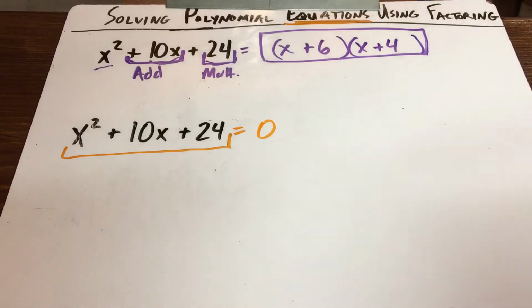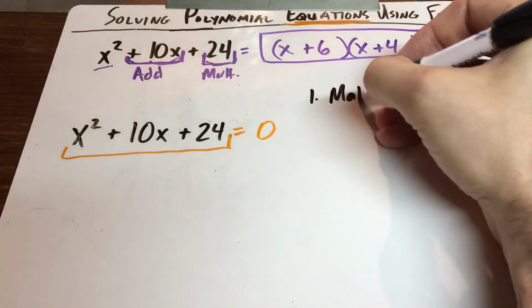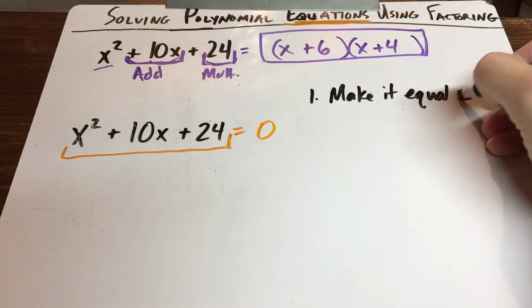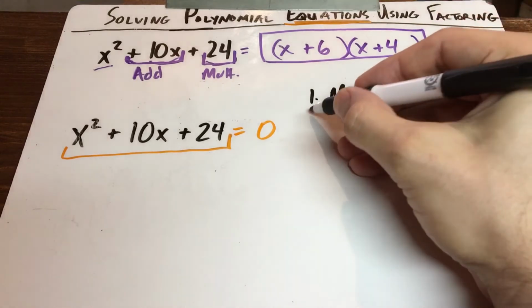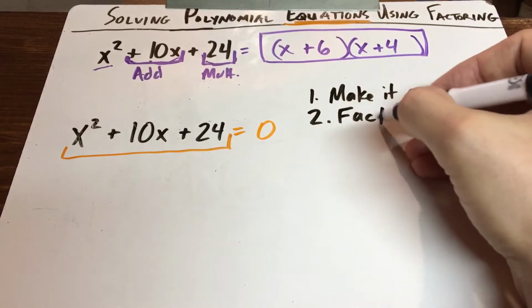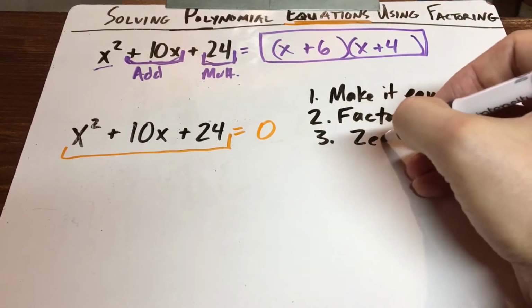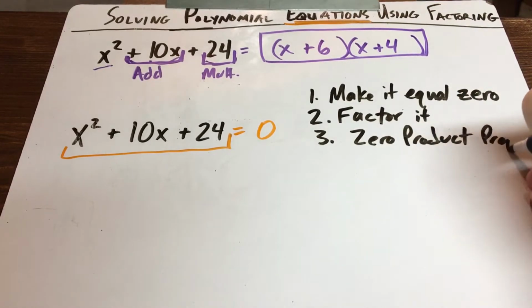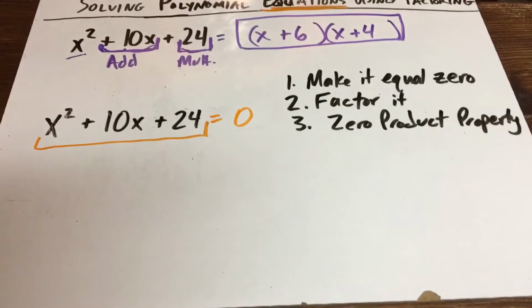So, let me put some notes over here for these equations. Number 1, make it equals 0. That's kind of shorthand for add stuff on both sides, subtract stuff on both sides, make it equal 0, and then we want to factor it using the skills that we learned yesterday. And then number 3, we'll do the zero product property, which you'll see me put in action here in a second in case you forgot what that is. So that's this property. It's kind of off the screen. There it is.